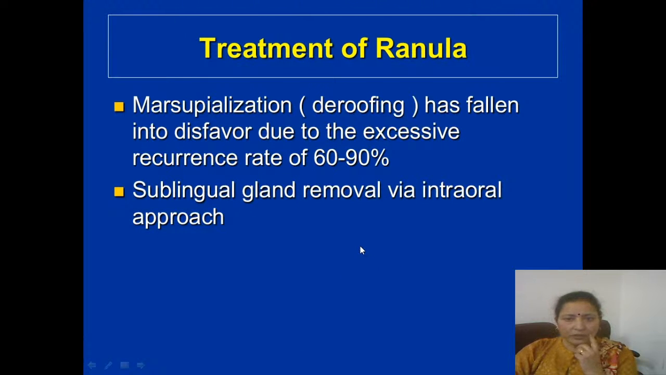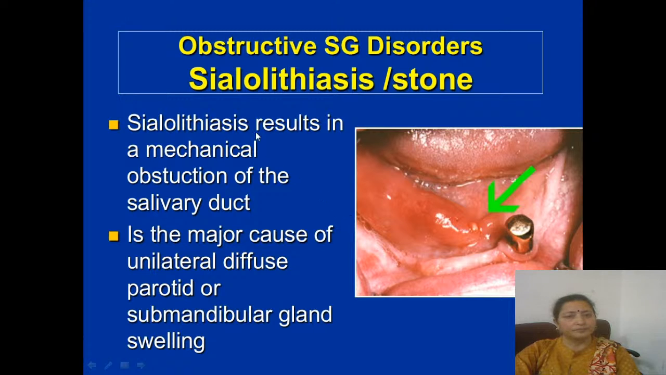What is the treatment? Earlier, de-roofing and marsupialization of the cavity would be done. This is not done now. Why? Because of the high recurrence rate. Now, the improvisation of the technique is that you have to remove the culprit, the whole gland, the sublingual gland, and the approach is through the intraoral route.